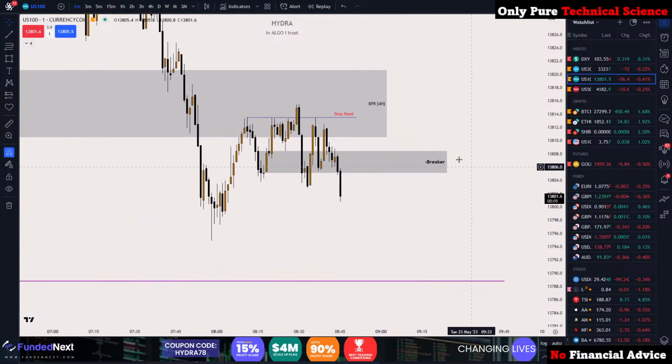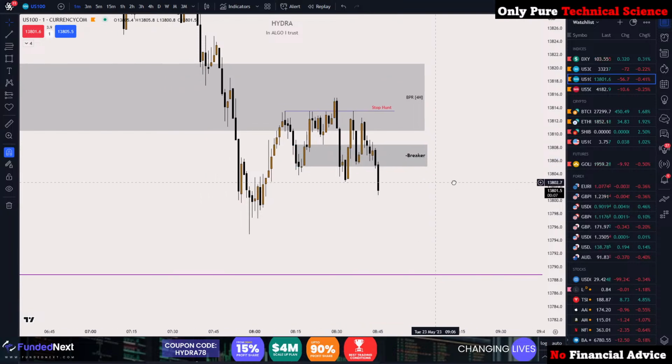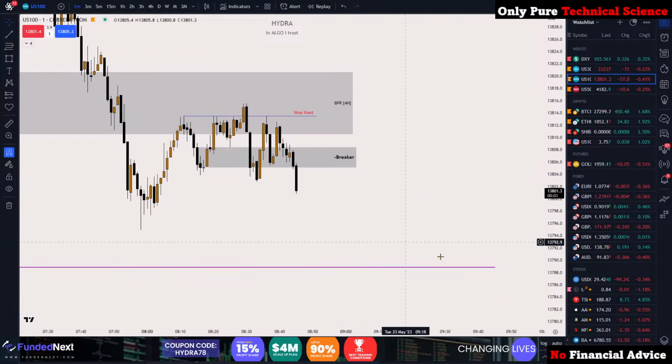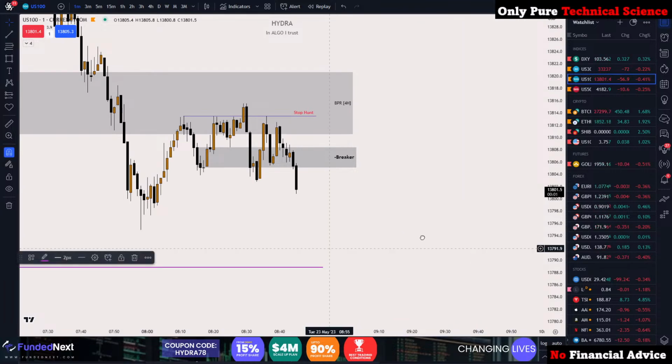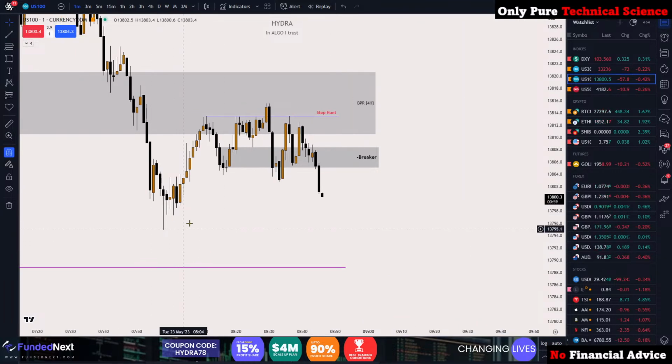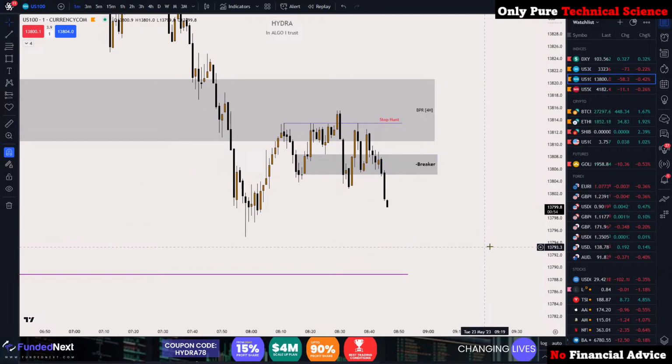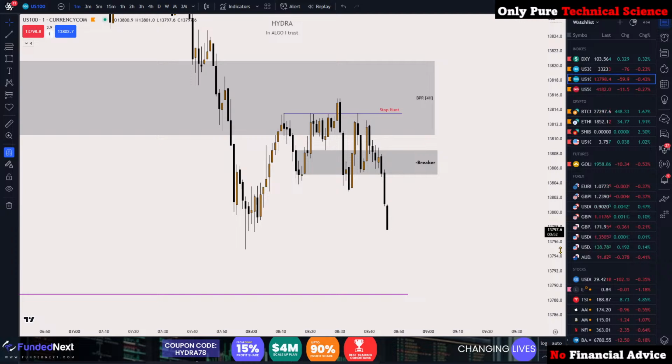So beautiful drop from our breaker, but it was outside of our macro. So yeah, that's the thing. Target will be these lows down here. Wow, this run is beautiful and it's aggressive. And US30 and US500, they both are consolidating, chopping around.